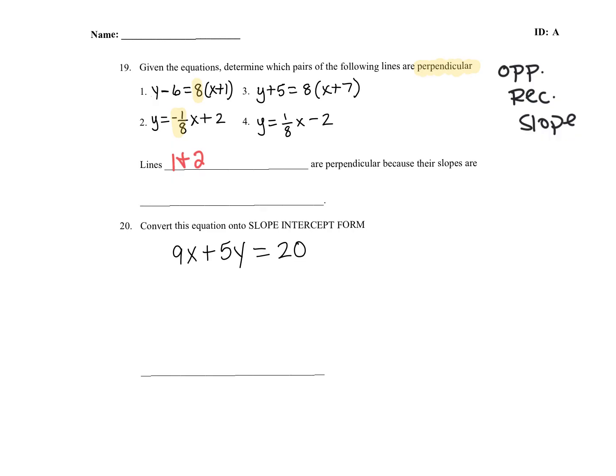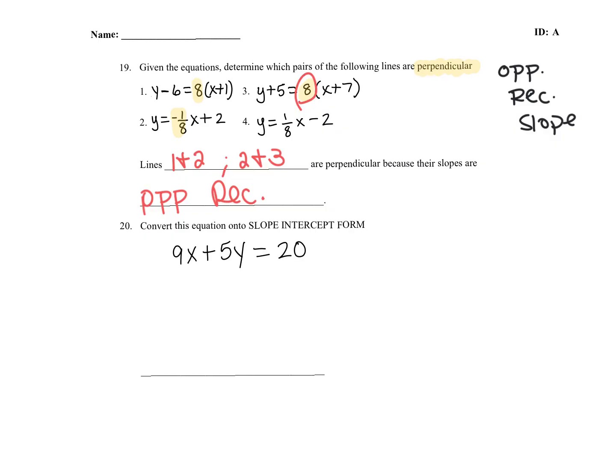Isn't this one right here also 8 and number 2? So 3 and 2 are also, right? Isn't 8 and -1/8 also opposite reciprocals? Yeah. So those would also be perpendicular. What can you say about 1 and 3? What are 1 and 3? Those are parallel. And then 4 is +1/8, so that's not opposite of anything other than 2, but it's not a reciprocal of 2. All right, hold on one second. They're perpendicular because their slopes are opposite reciprocals.